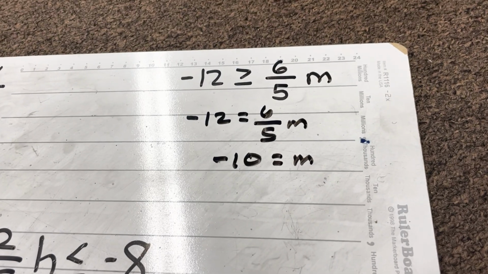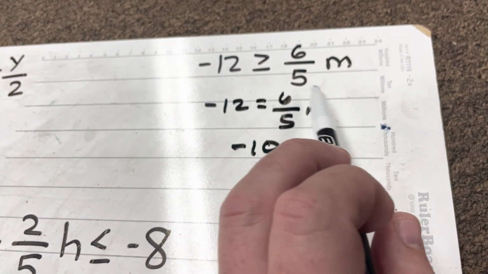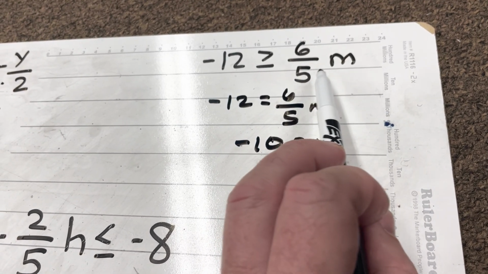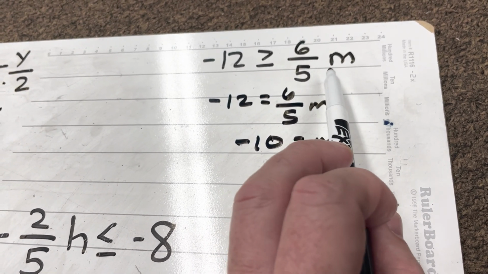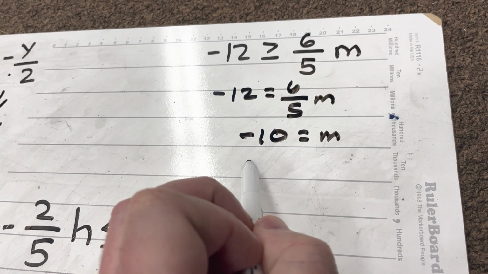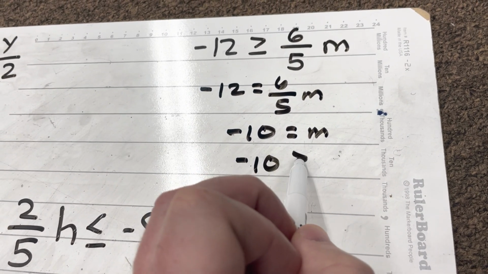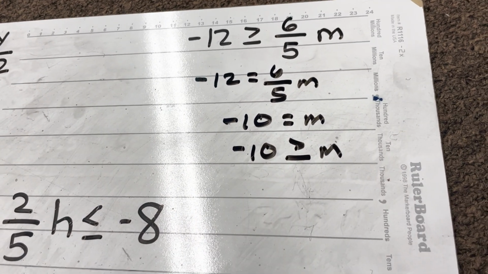Now, this does not need to be flipped. You may say, well, there's a negative number there. No, the negative has to be over here with the variable. So we're not going to flip it this time. It's going to be negative 10 is greater than or equal to m.